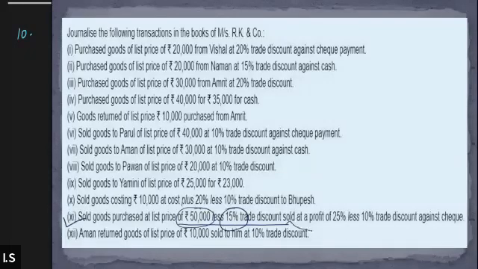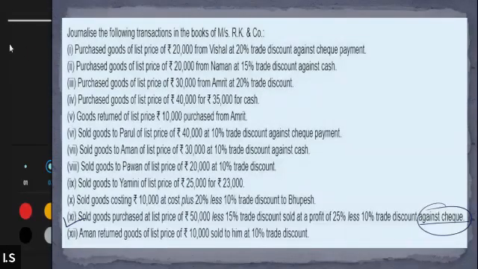Now we are selling the same goods at a profit of 25%, and on that we are allowing the customer a 10% trade discount. Right? You need to tell me the selling price of the goods. Got it, everyone? At what price we are selling the goods to the customer against the cheque? You need to find out the selling price quickly. Do it now. I'm waiting for your answers. Apart from Labiba, I want the answer from everyone else.